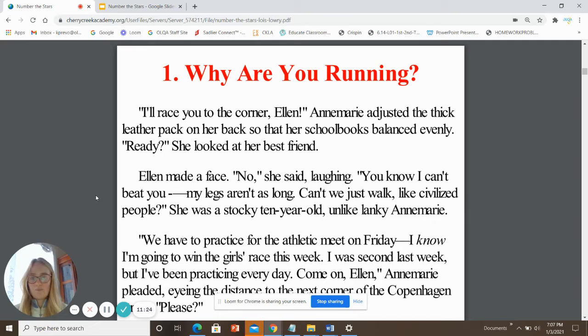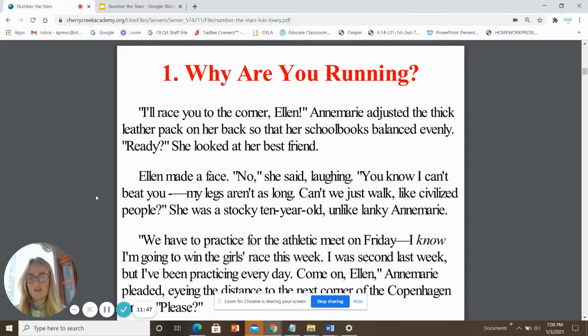Why are you running? I'll race you to the corner, Ellen. Anne-Marie adjusted the thick leather pack on her back so that her school books balanced evenly. Ready? She looked at her best friend. Ellen made a face. No, she said, laughing. You know I can't beat you. My legs aren't as long. Can we just walk like civilized people?